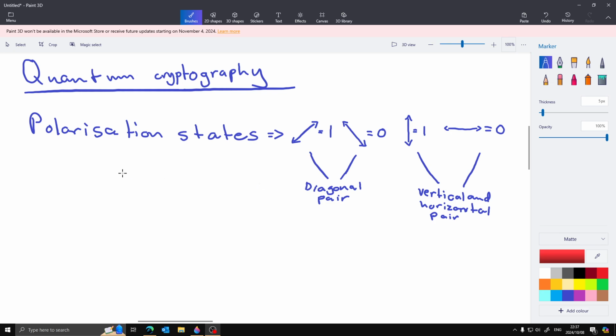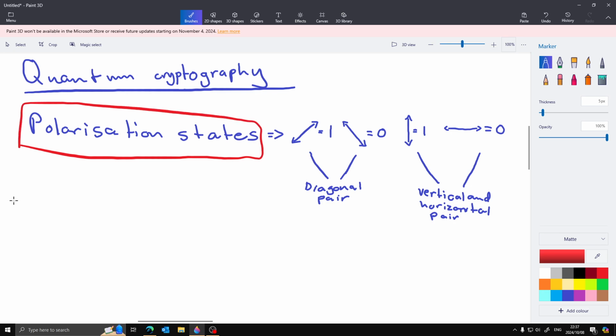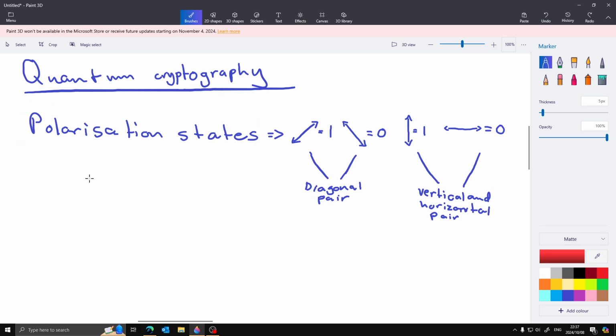Quantum cryptography is a type of secret key encryption method where we'll have polarization states. So to make our secret key, we'll use these polarization states. These types of states are here on the right hand side where we have our diagonal pair. So when we talk about polarization states, we're talking about the polarization of light, such as photons.